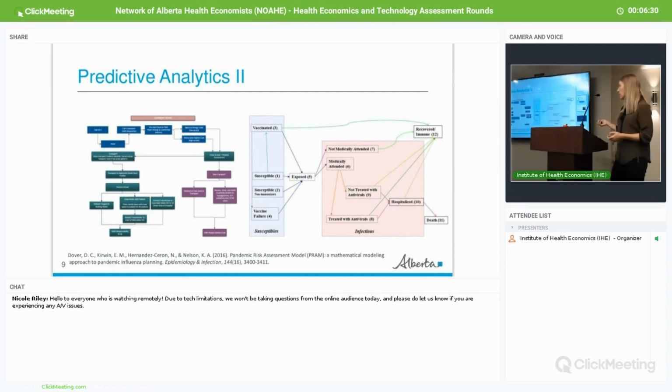On the right is a diagram for the pandemic risk assessment model. This is a dynamic SEIR model. What we were trying to do is determine what interventions would be the best at preventing or mitigating different types of influenza pandemics. So we had the interventions of immunizing people or treating with antivirals. And this was used to inform the size of the provincial stockpile.